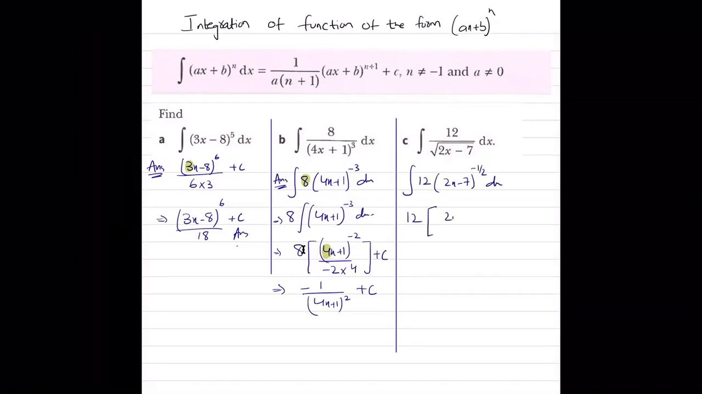Yes. So the integration of 2x minus 7 to the power of negative half is going to be negative half plus 1 is half, divided by half times the differentiation of 2x minus 7, that is 2, plus c. So the end result comes out to be 12 times 2x minus 7 to the power of half plus c. Okay. Let me know when you're done.